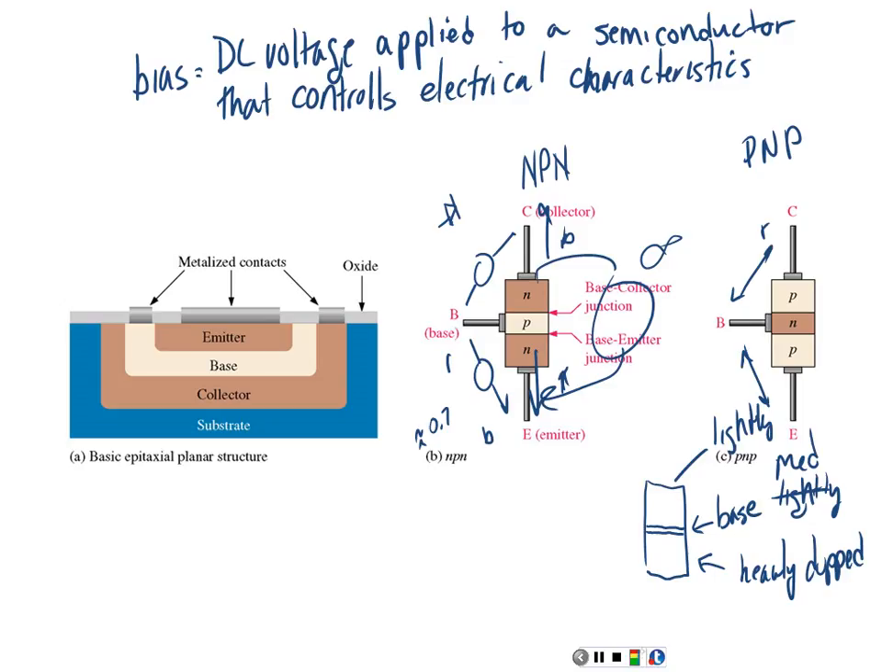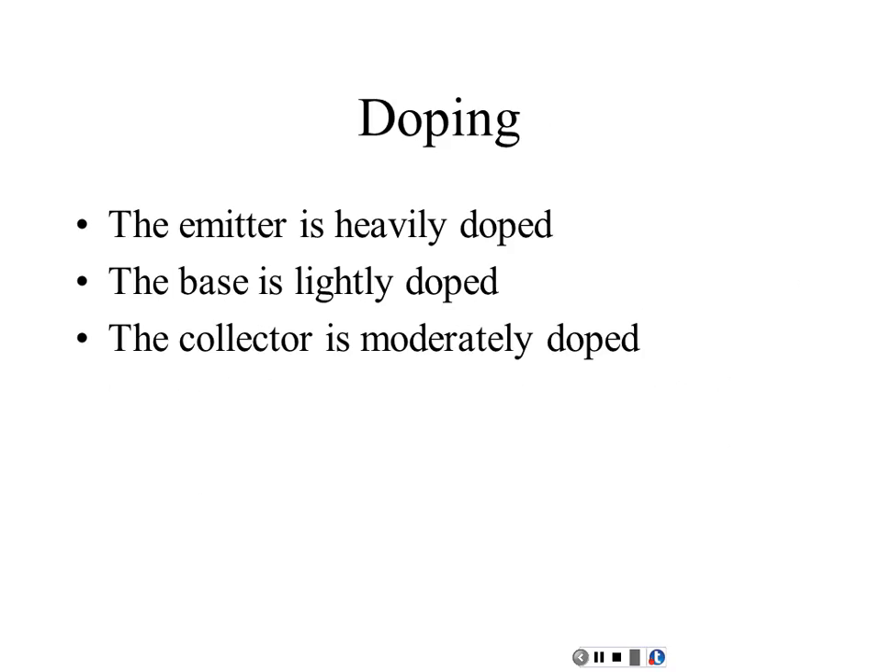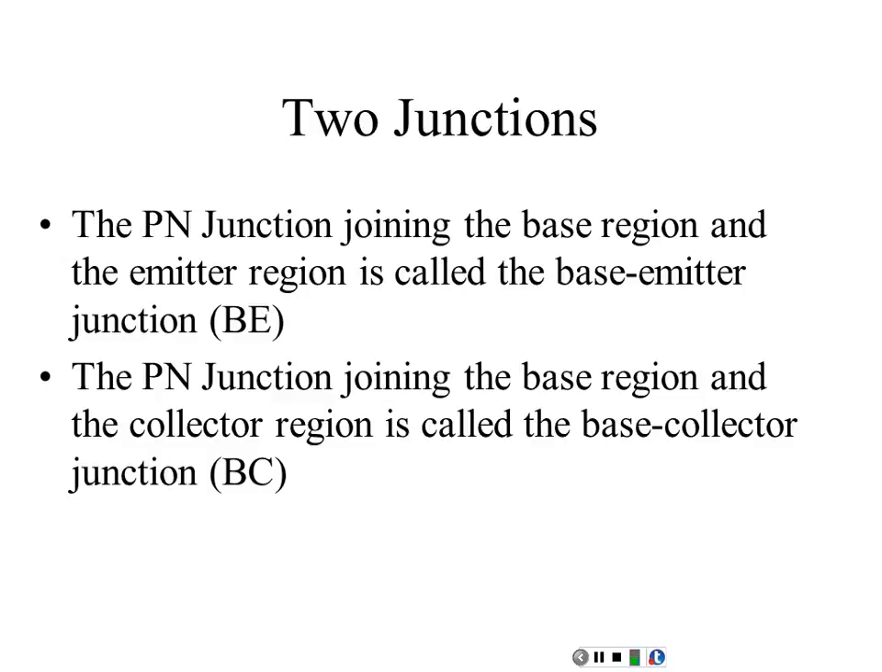Now, the way we bias the transistor, let's see what else is there. NPN is the most commonly used, and we'll talk about that. The transistor works as two diodes with two PN junctions. The emitter is heavily doped, the base is lightly doped, excuse me, I got that wrong, and the collector is what? Moderately doped. Everybody okay? The PN junction joining the base region and the emitter region is called the base emitter junction. And the other junction is called the base collector junction, right? So we give that junction a name. We need to understand that because that's what we're going to talk about when we start talking about how we bias this thing.